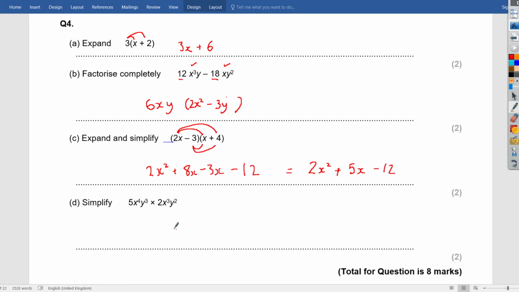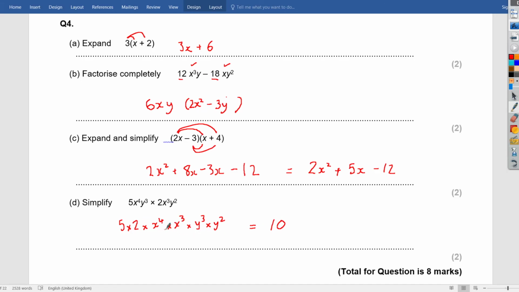Okay, simples. And this one, looks horrible, but if we rewrite this, because everything's being multiplied, so rewrite this as 5 times 2 times x to the power 4 times x to the power 3. So I'm putting all the terms together next to each other, and then I can start using our indices rules. Y cubed times y squared. So I put all the numbers together, we're multiplying all the x's, and then multiplying the y's. There we go. So 5 times 2 is 10.